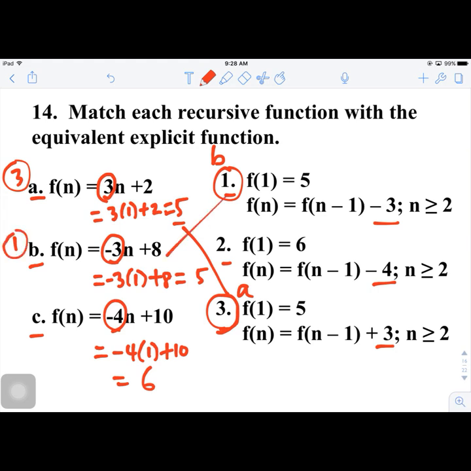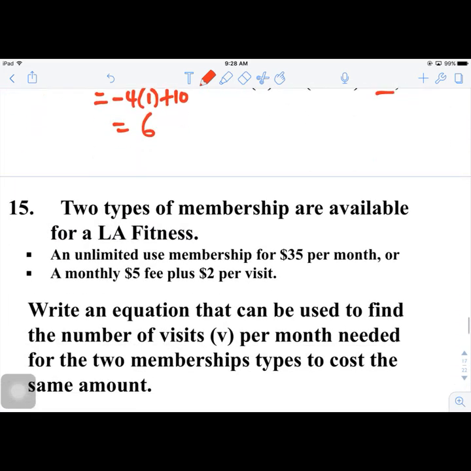And finally, we have a common difference of -4 with a first term of 6, and that looks like 2. And this is C, and this is 2. So we have all of the explicit equations matched with the recursive. And that's the end of question 14.